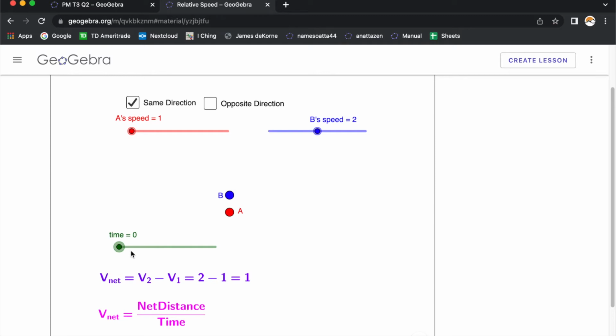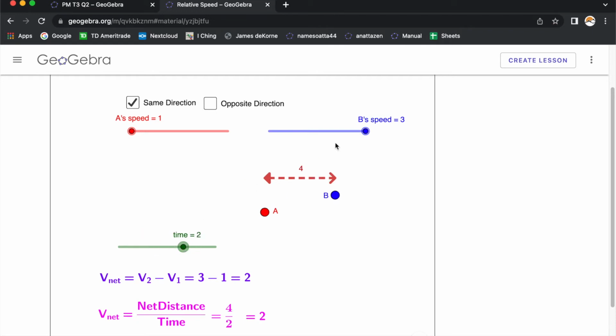Right? So let's try a third example. We're going to increase the speed of B to 3, and using the formula, the relative speed or net speed will be 2. Let's see the simulation. That's time 1. The distance between them is 2. Why 2? Because B's speed is 3, whereas A's speed is actually 1, so 3 minus 1 is 2.